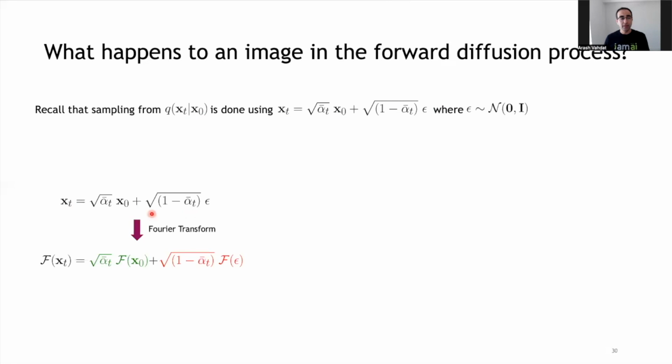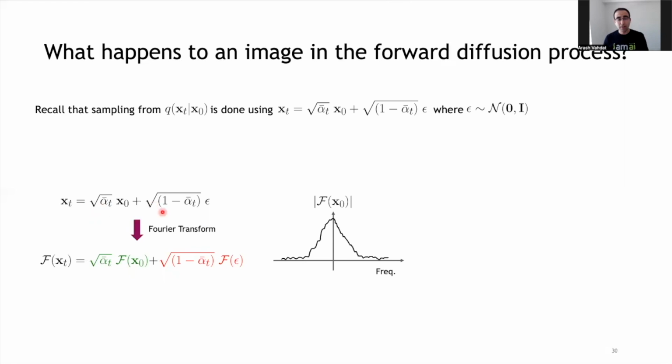In order to analyze what happens to the image, we're going to use the Fourier transform to convert xt to the frequency domain. So this F(xt) you can think of as just the Fourier transform applied to xt. It's just a representation of the image in the frequency domain. And we know from the Fourier transform that this can be represented as the Fourier transform of the input image plus the Fourier transform of the noise, summed together with some weights that correspond to the weights we use in this reparameterization trick. This is just a simple rule of the Fourier transform.